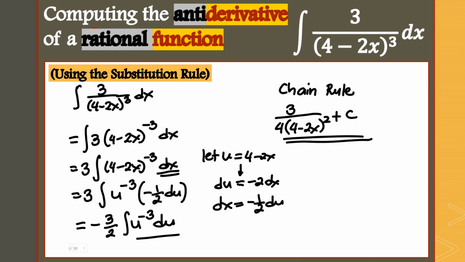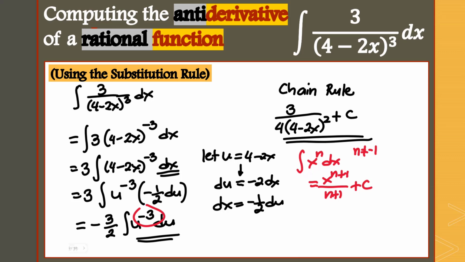And this form is now similar to the form of the power rule. We have the integral of x to the power of n dx, and in this case it's u and our n is negative 3. This is equivalent to x to the power of n plus 1 over n plus 1, plus c, where n is obviously not equal to negative 1.